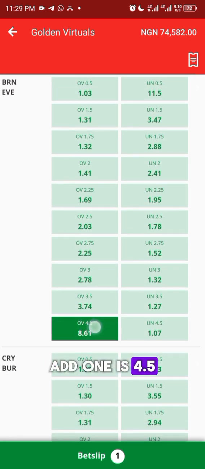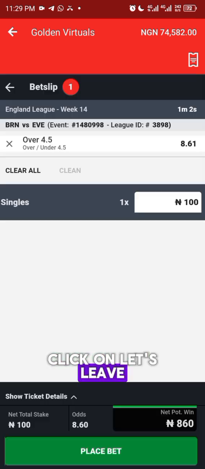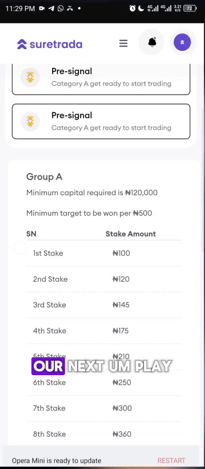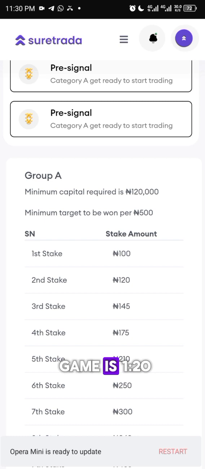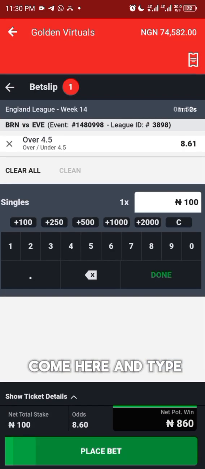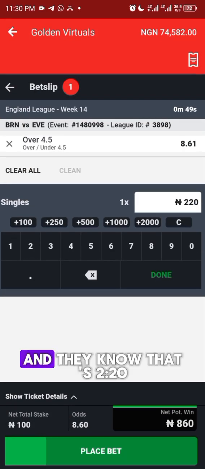Now take note, this is over 4.5. How do I know it's over 4.5? It's written on it. Look at it. You see that OV at the top, OV 4.5. That's it. And then you have the port over here, which is 8.61. So I'm going to click on this and click on Let's Sleep. And if you remember from here, our next game is 120. So I'm going to come here and type 120, and then that's 220.